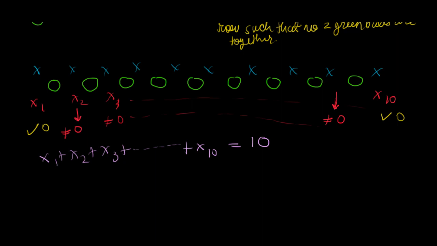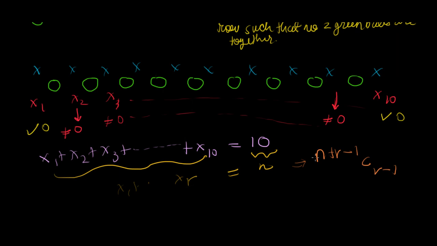Okay, and there is a formula for this. If this is in general n, and if this in general is, let's say in this case it is x1 plus x2 plus x3 and so on till x10, but this could be x1 plus so on till xr, right? So for this equation right here, the formula is that the number of integral solutions is n plus r minus 1 C r minus 1.